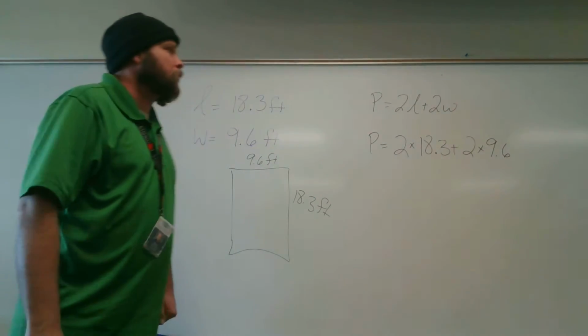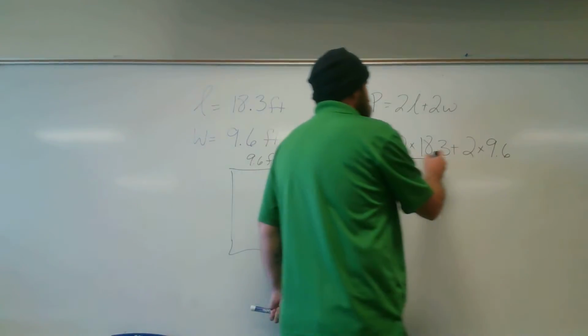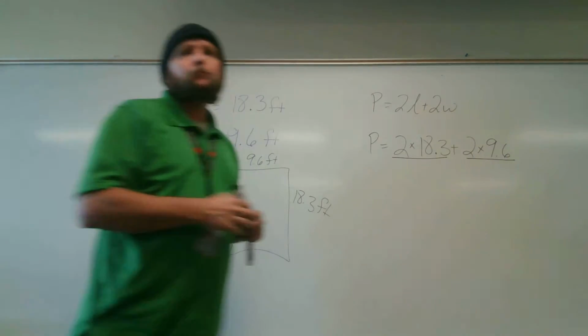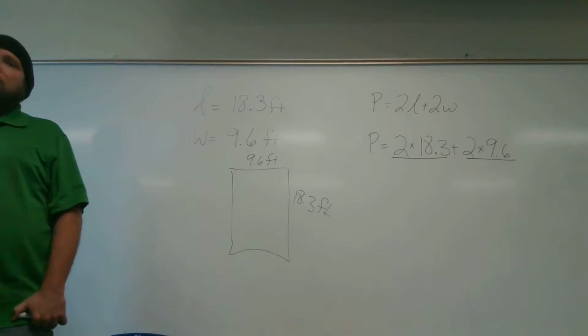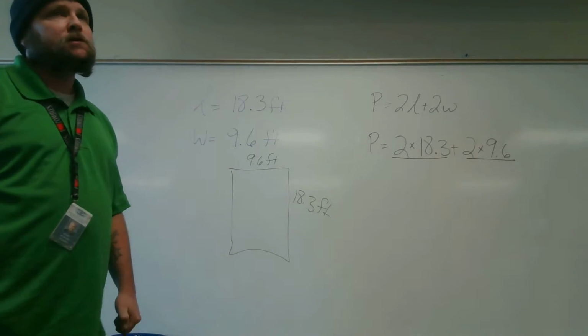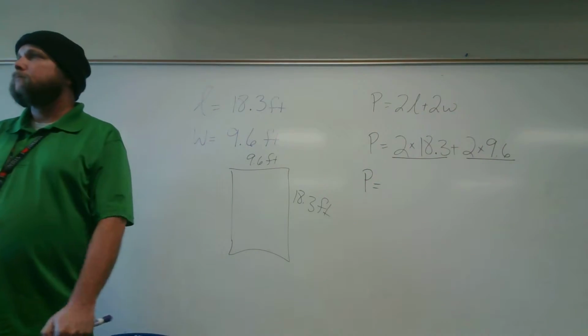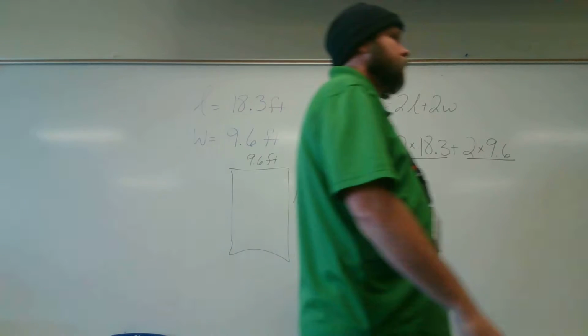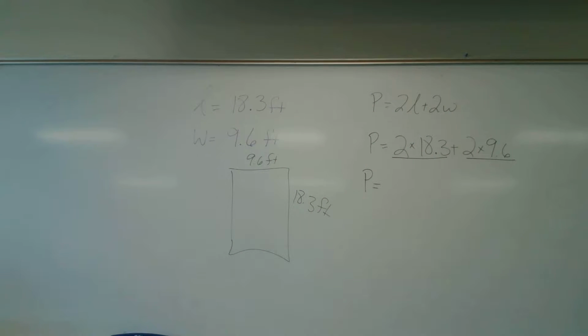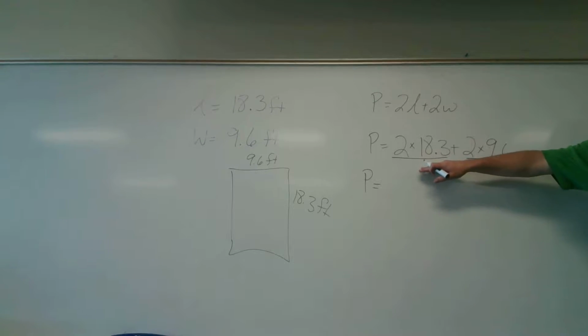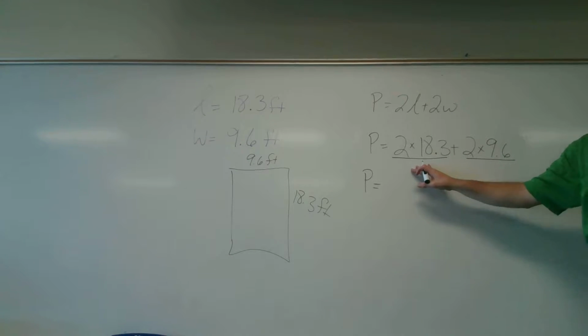6. Okay, following order of operations, we do the multiplication steps first. Hannah, what is 18 and 3/10 times 2? 19.2. No, 18 and 3/10 times 2. Oh, 36. Good. 36 and 6/10.